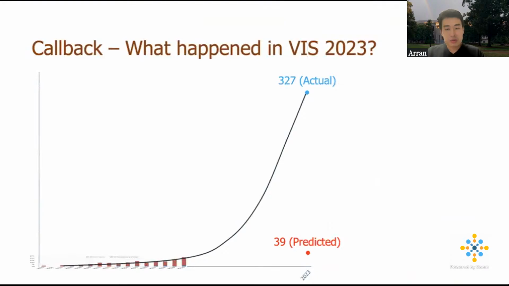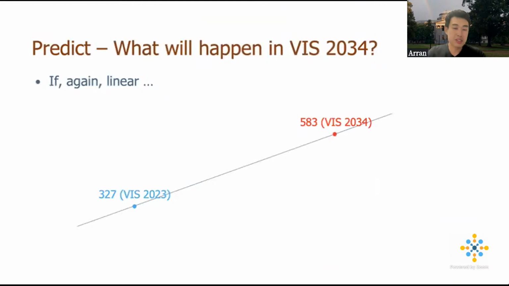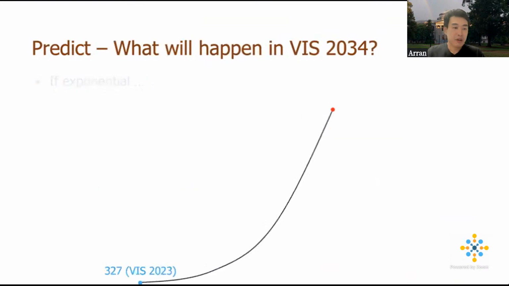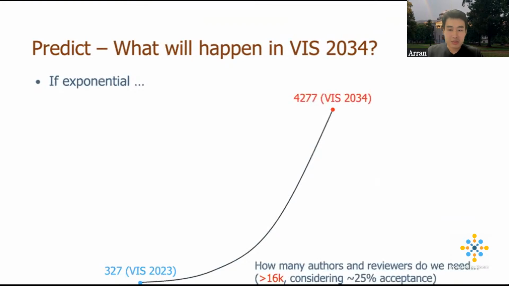Well, using those results, especially the 300 evaluations in VIS 23, we can somehow predict the future. For example, 10 years later with VIS 34, what will happen if fortunately it goes back to a linear trend somehow? We will have around 583 evaluations in VIS 34. It seems to be possible and reasonable to review. But unfortunately, if it goes exponential again, as we observed earlier, the final number will be 4277. I have no idea how many authors and reviewers we need to handle such a number of evaluations, especially if you're considering the acceptance rate. We're going to have roughly 16K evaluations in the submission track, which is hard for me to imagine.